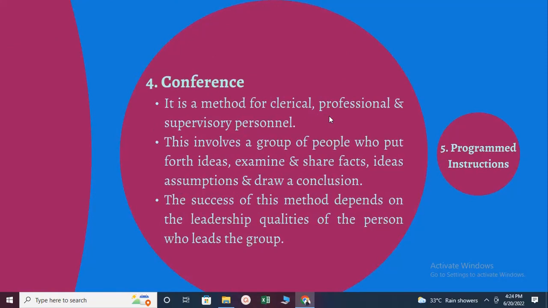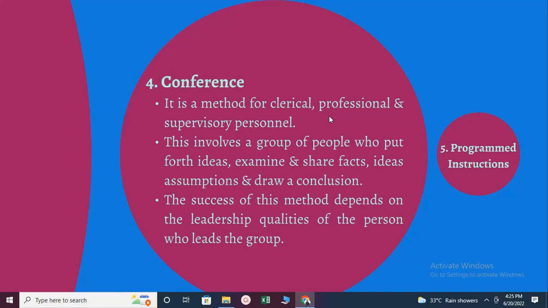Now let's see the fourth one, conference. Conference is the method for clerical, professional, supervisory personnel. This involves a group of people who put forth ideas, examine, share facts, ideas, assumptions, and draw conclusions. Here you are given a choice to clear your doubts, or you can examine yourself, give your ideas and assumptions, everything will be done through this conference way of off-the-job training methods.